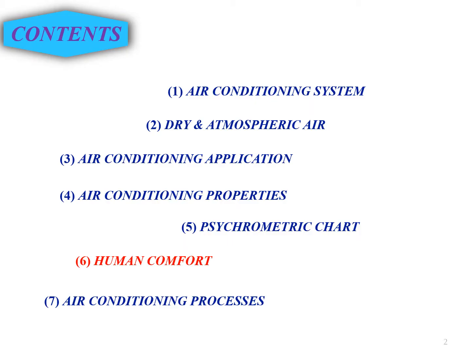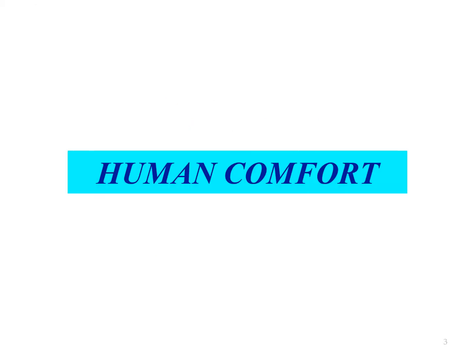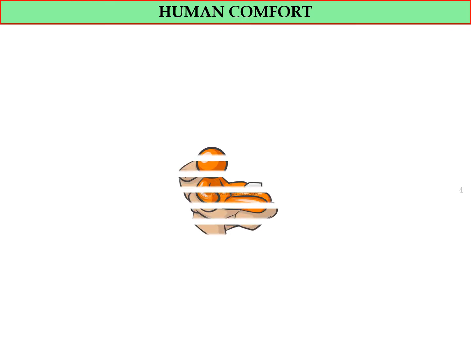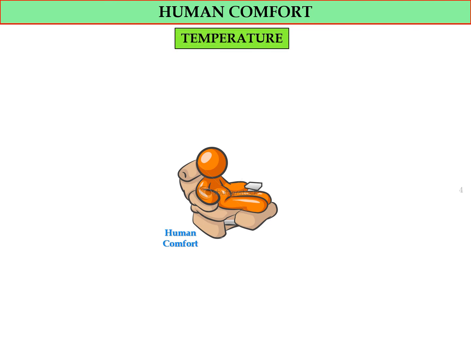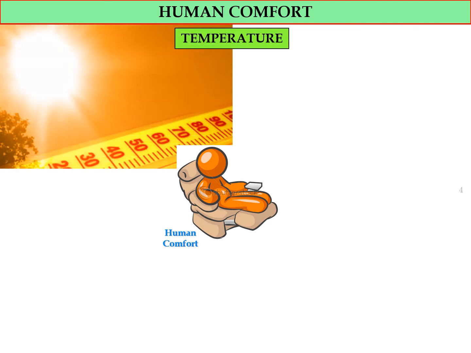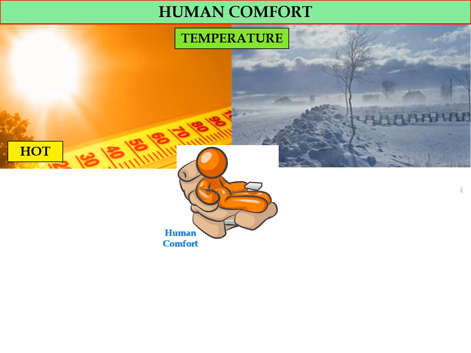So in this video I'm going to explain subtopic number 6, human comfort. Let's say there's a guy. How do we control his human comfort? Let's say there is a place where it is extremely hot and another place where it is extremely cold. Both of these places are not comfortable for humans.